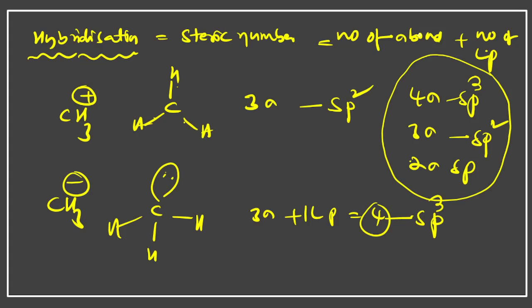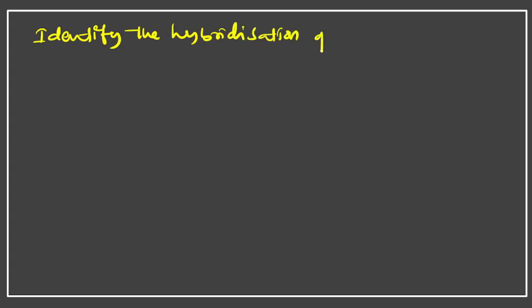Now I will identify the hybridization of each carbon atom. Look at an example. I am writing a bond line structure.